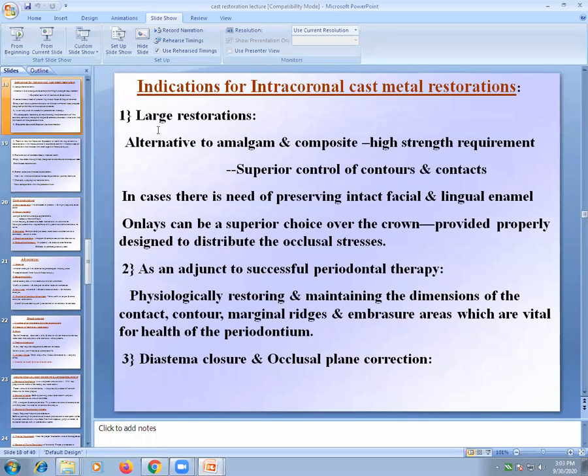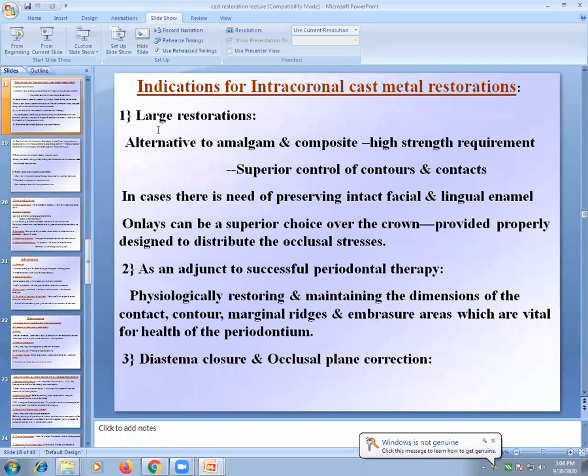Again, there may be a need for preserving the intact facial and lingual enamels. If we have to preserve the facial and lingual enamels, at that time we have to do the intracoronal cast metal restorations. Onlay can be a superior choice over the crown. Why? Because it is properly designed for the distribution of the occlusal stresses.